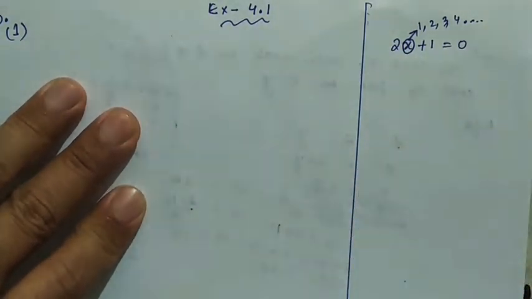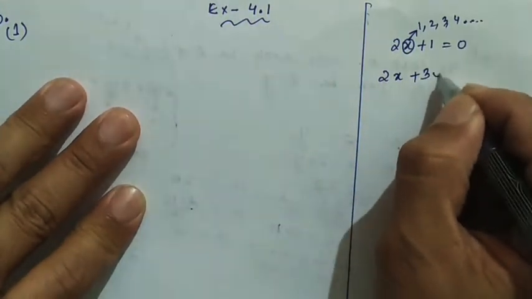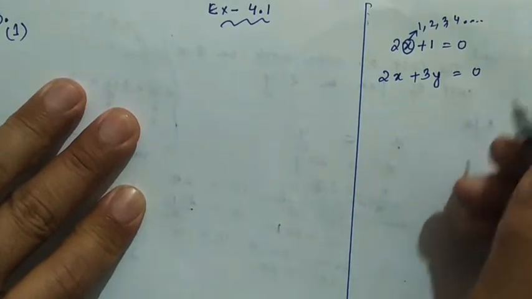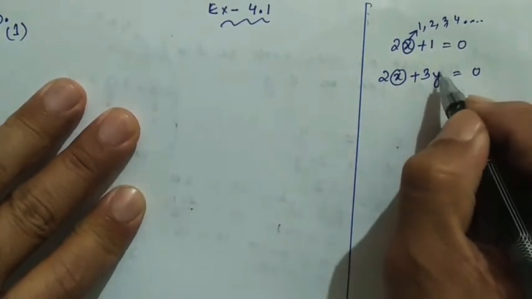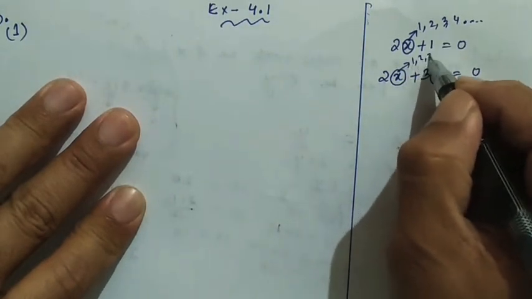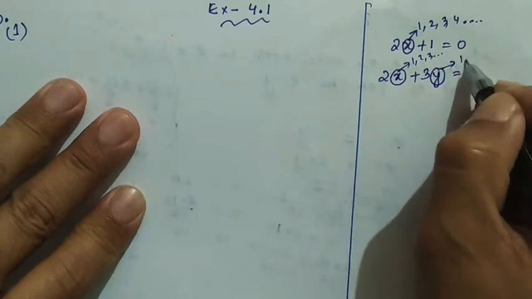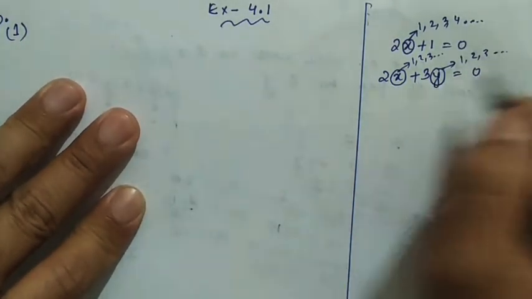If I write an equation in two variables, let's take an example: 2x plus 3y is equal to 0. This is an equation in two variables because there are two variables. This is a variable and this is another variable. Similarly, the values could be 1, 2, 3 and so on. Here also the same. So this is an equation in two variables.